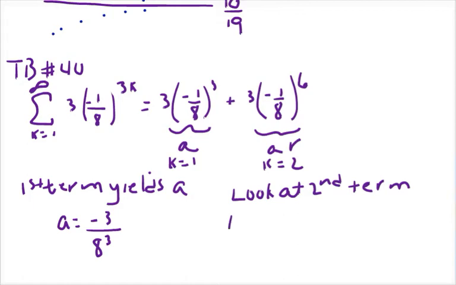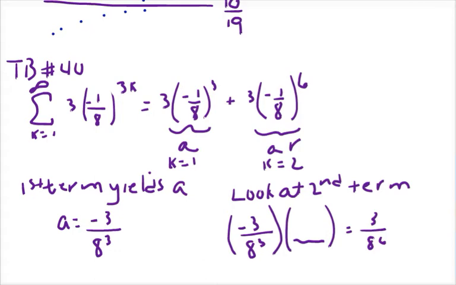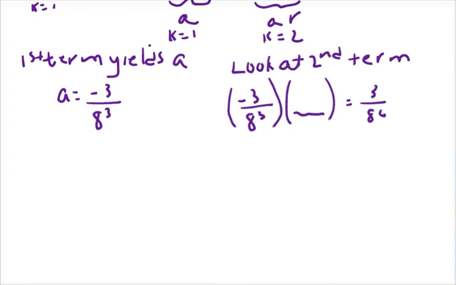And the second term is ar. So here's a. So what times a is going to yield the answer from the series, which is 3 over 8 to the 6th. And notice how the sign alternated there. So we're going to look at that and solve that equation. All right, so therefore you have that a is equal to minus 3 over 8 cubed, and r has to be negative 1 over 8 cubed.